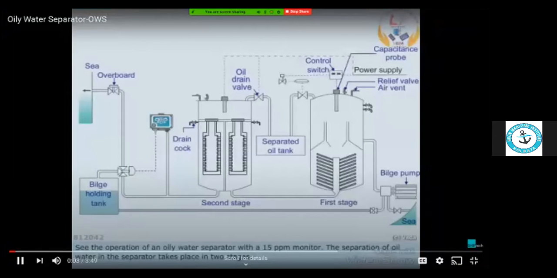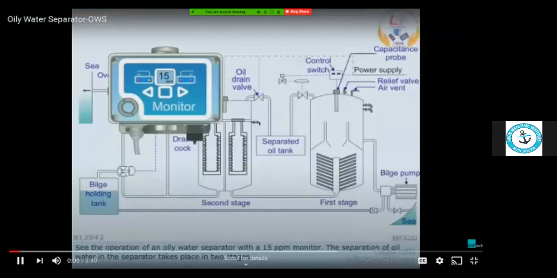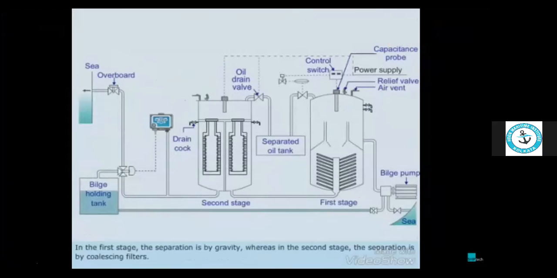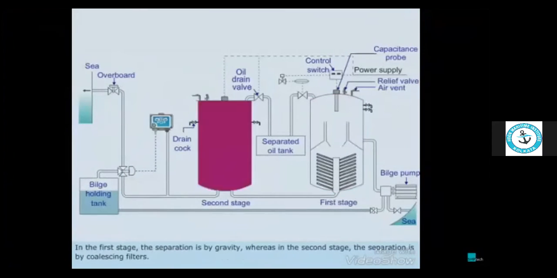The operation of an oily water separator with a 15 ppm monitor. The separation of oil and water in the separator takes place in two stages. In the first stage, the separation is by gravity, whereas in the second stage, the separation is by coalescing filters.